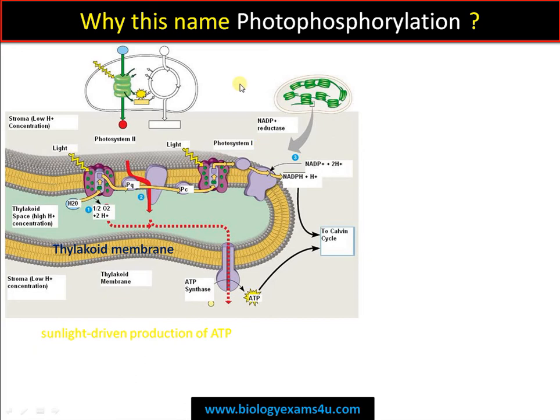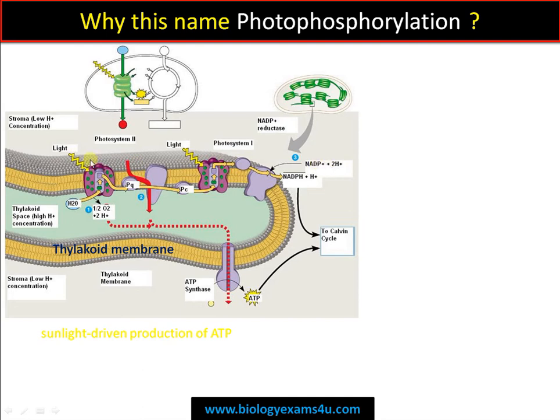So first of all, starting with why this name photophosphorylation. As you all know, the site of photosynthesis is the organelle called a chloroplast. Chloroplasts contain many membranous sacs that are stacked one above the other, which is called grana. This individual sac is called a thylakoid, and the first point, the site of light-dependent reaction, is the thylakoid membrane. All the photosystems and electron carriers are located on the thylakoid membrane.